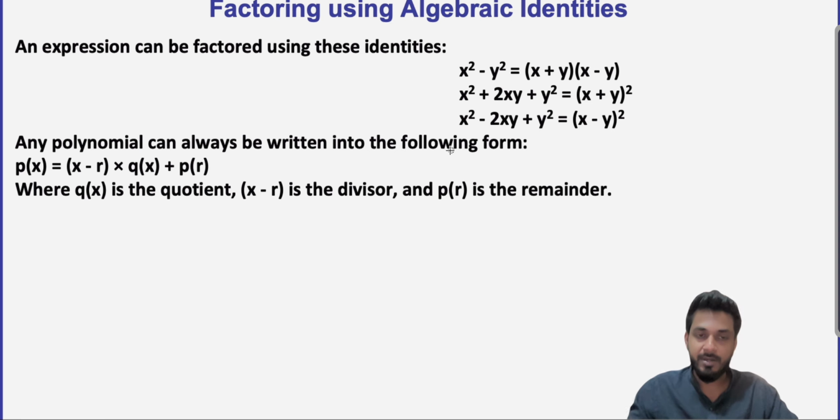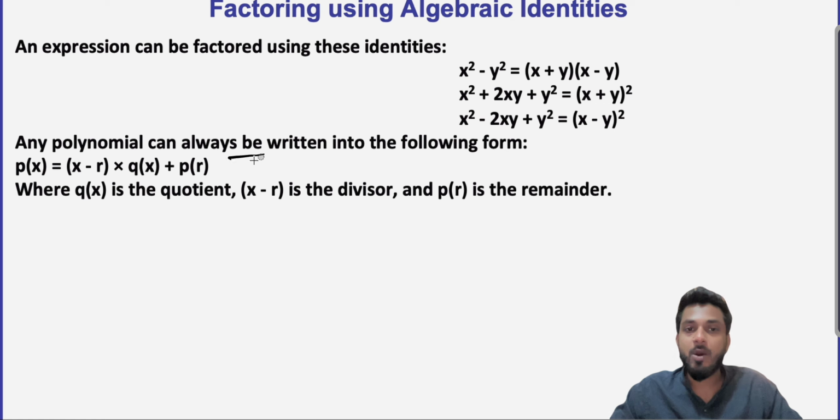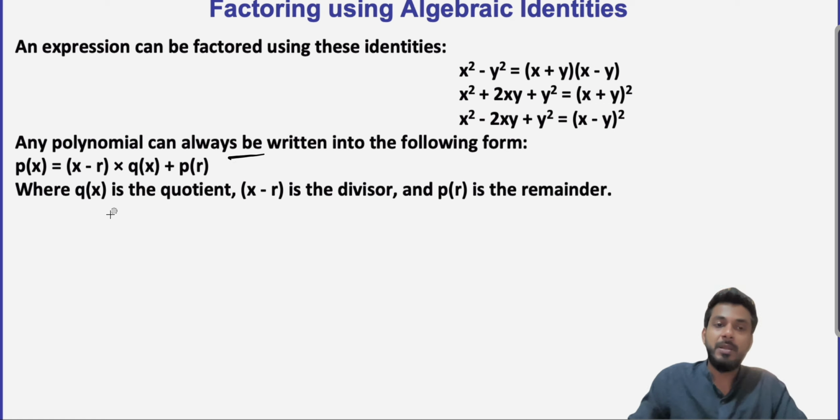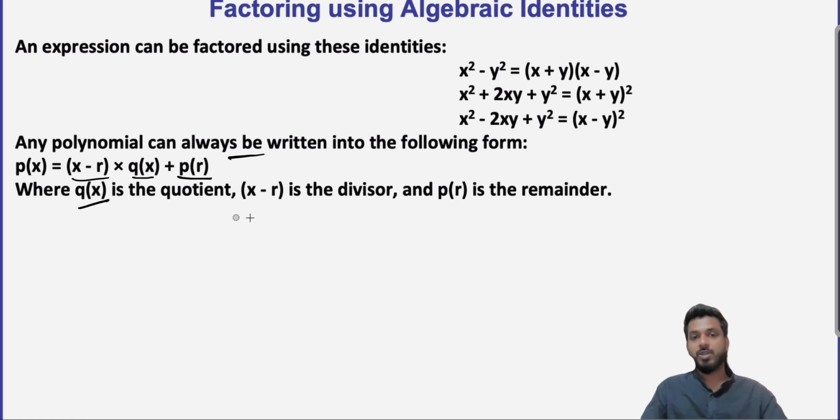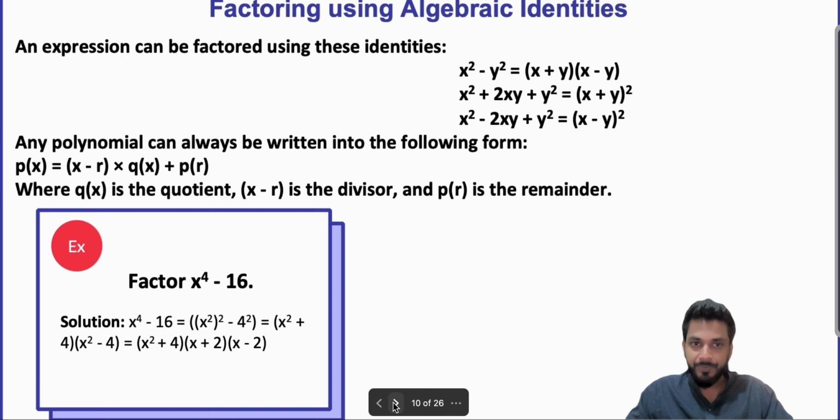Now here, any polynomial can always be written in the form p of x is x minus r into q of x plus p of r, where q of x is the quotient, x minus r is the divisor and p of r is the remainder. So let's understand this better by some example.